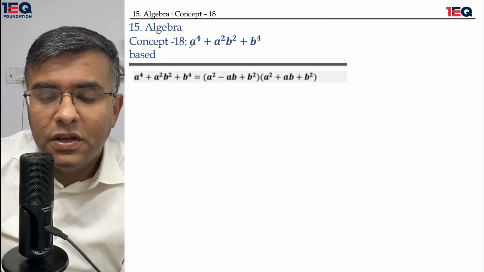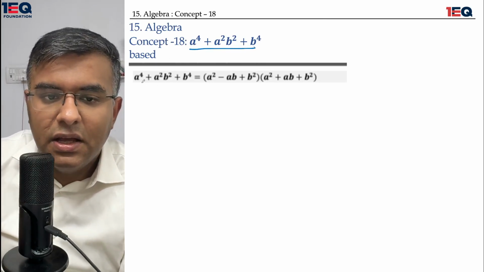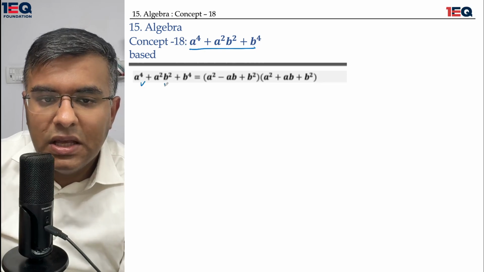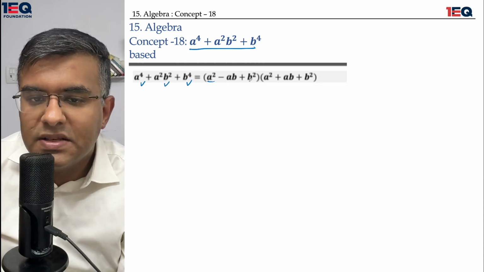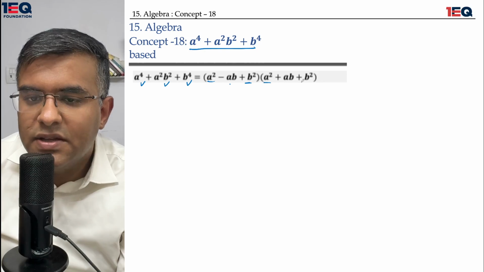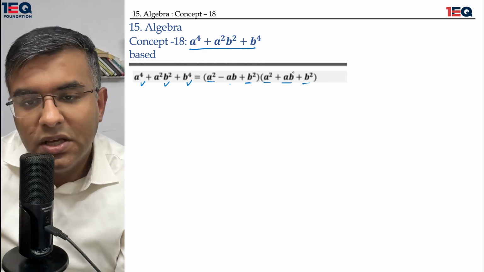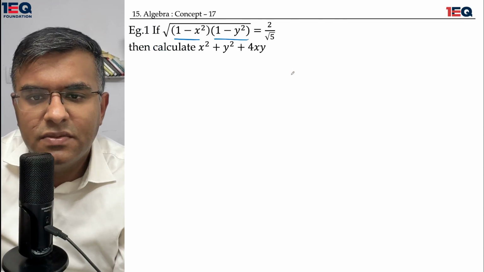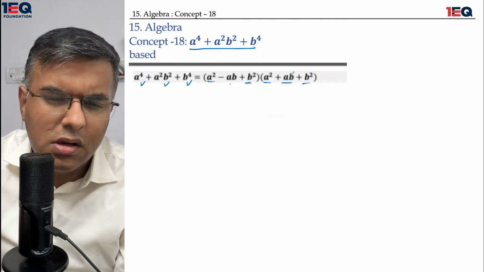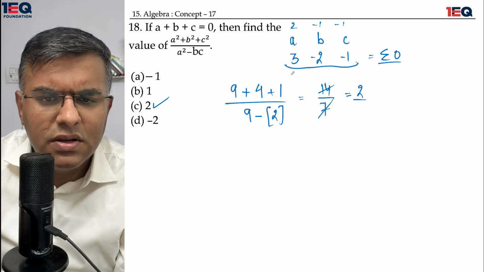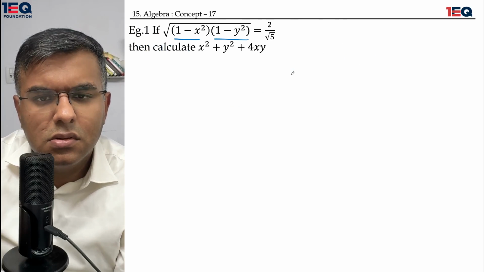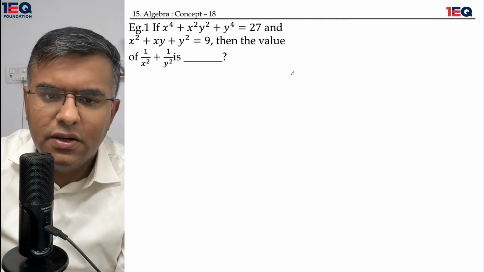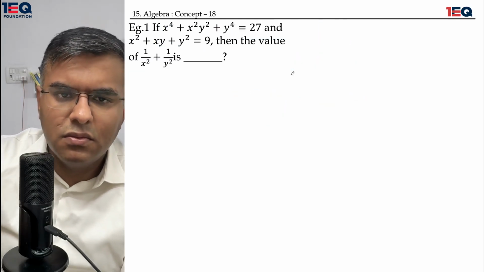So in this question, it says that a raised to the power 4 plus a square b square plus b raised to the power 4 can be split apart as a square plus b square minus ab and a square plus b square plus ab. Is it applicable to the question which we left behind? Just let me see. a4 plus b4, no, not exactly. It's just applicable to these two.